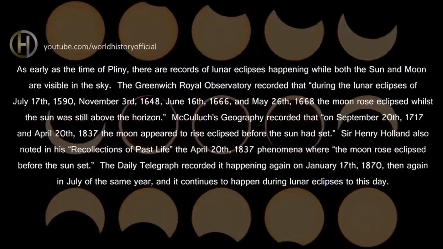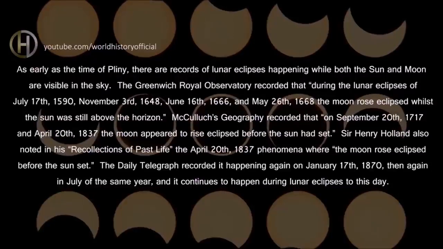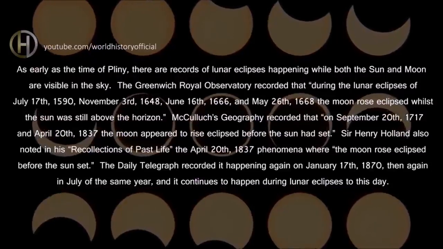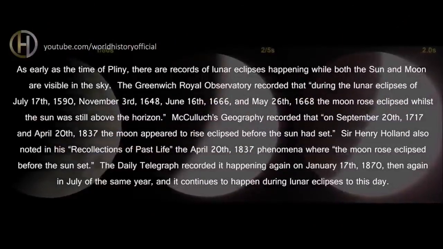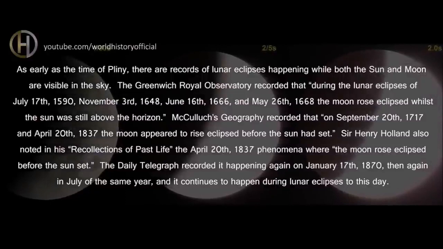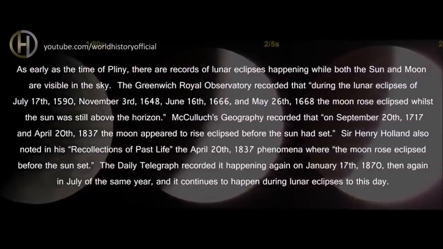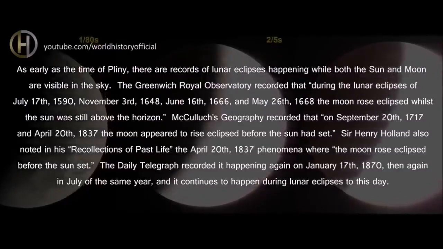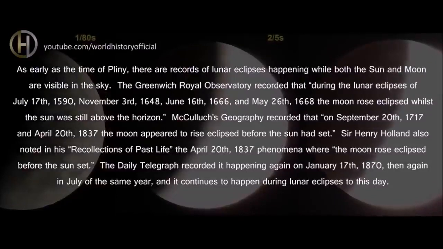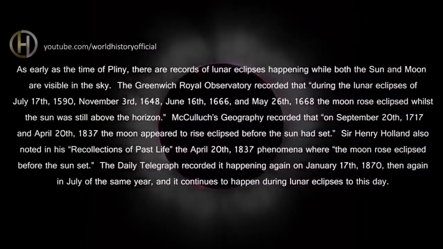Colucci's Geography recorded that on September 20, 1717 and April 20, 1837 the Moon appeared to rise eclipsed before the Sun had set. Sir Henry Holland also noted in his Recollections of Past Life the April 20, 1837 phenomena where the Moon rose eclipsed before the Sun set. The Daily Telegraph recorded it happening again on January 17, 1870, then again in July of the same year, and it continues to happen during lunar eclipses to this day.